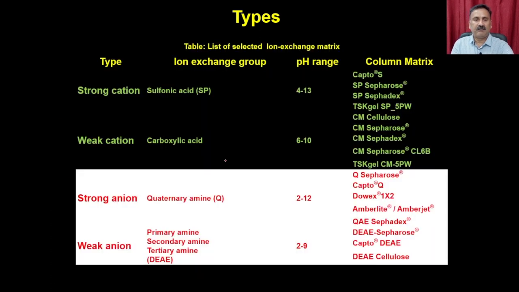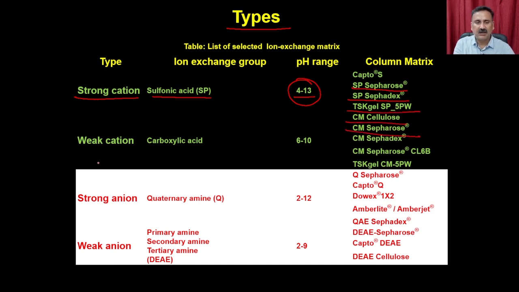And you can use different types of matrix. For example, you can have strong cation exchangers or weak cation exchangers, strong anion and weak anion exchangers. So these are the different examples of the matrix that is available for ion exchange chromatography. For the strong cation, you can have sulfonic acid or SP Sepharose, and the pH range in which these matrices can be worked is 4 to 13. You can have multiple examples like SP Sepharose, SP Sephadex, and CM cellulose.